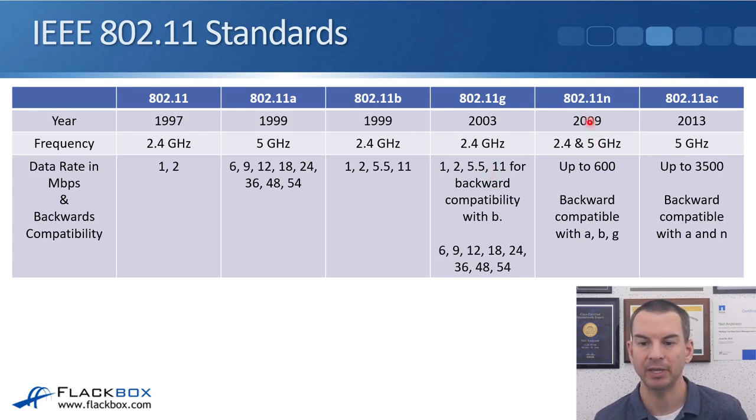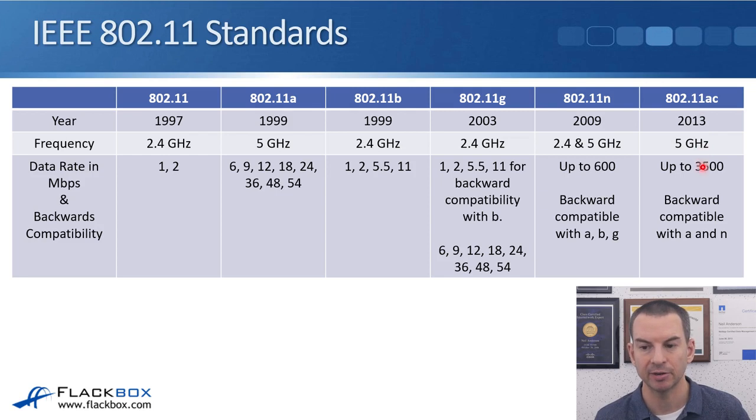In 2009, 802.11n came out, and it's capable of operating at both 2.4 and 5 gigahertz. Big speed improvement there, up to 600 megabits per second. And because it supports 2.4 and 5 gigahertz, it's backwards compatible with A, B, and G. Again, if you've got older wireless clients which only supported A, B, or G, they would only get the speed that was supported there. But if you did have a wireless client that supported 802.11n, up to 600 megabits per second there.